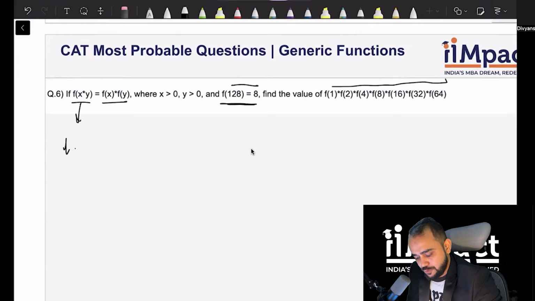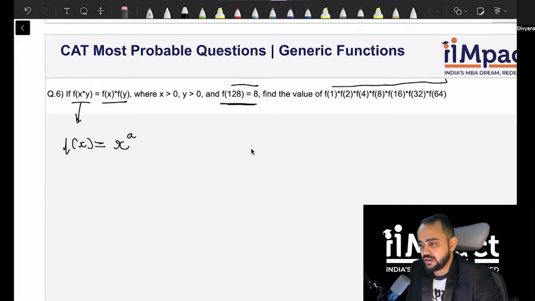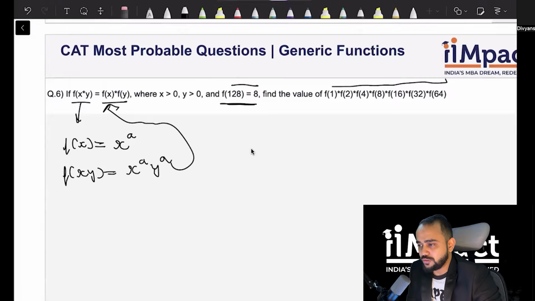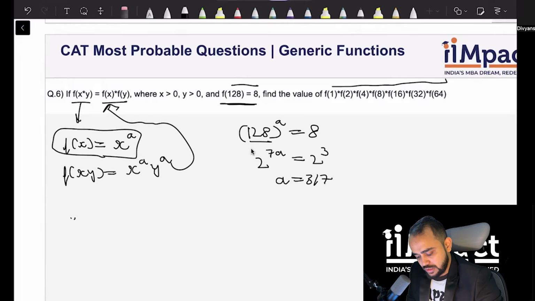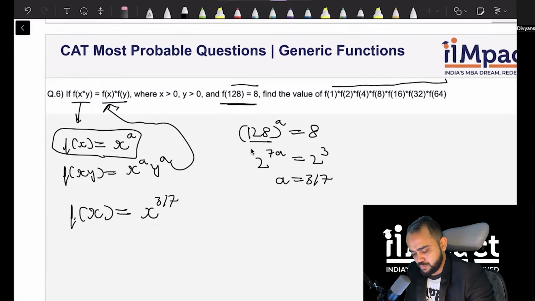So I will say that f of x is actually x to the power a. This is an exponential, right? Because that will make f of xy as x to the power a, y to the power a, which is what they want from me. Which means that if I follow this definition, then 128 to the power a is equal to 8. This is 2 to the power 7a is equal to 2 to the power 3, or a is equal to 3 by 7. So I know that my function f of x is actually x to the power 3 by 7. Now I can go ahead and put this in all of this.